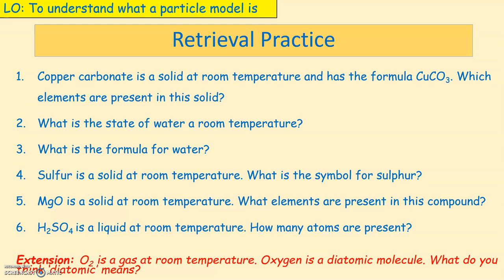Brilliant. Now, the first question says copper carbonate is a solid at room temperature. So when we say room temperature, it's normal temperature without adding or increasing anything, and the formula is CuCO3, okay? Which elements are present in this solid? Now, remember, whenever you see a capital letter, uppercase, that represents an element, okay? When you see a lowercase, it's next to the capital one. So Cu, okay, it's not C and then U, so it's Cu. So the question is asking you, which elements are present in this solid? What do you think?